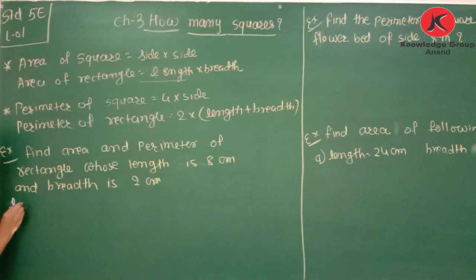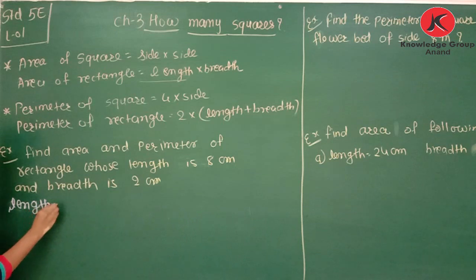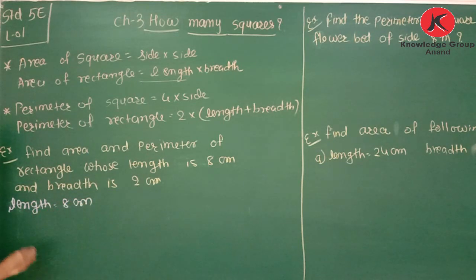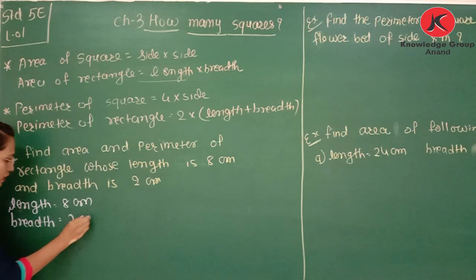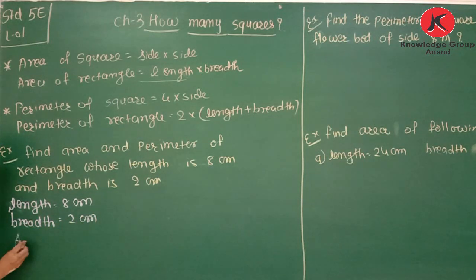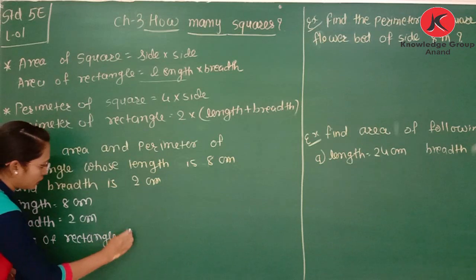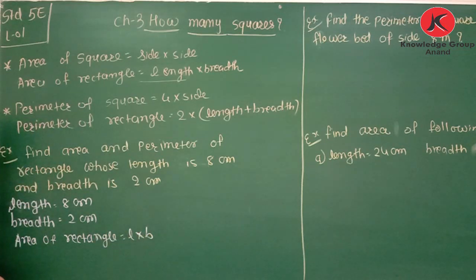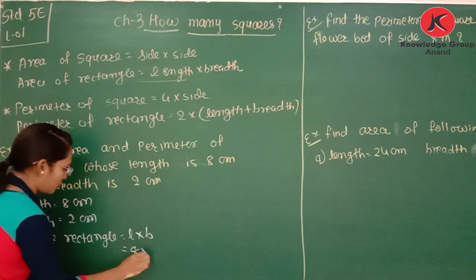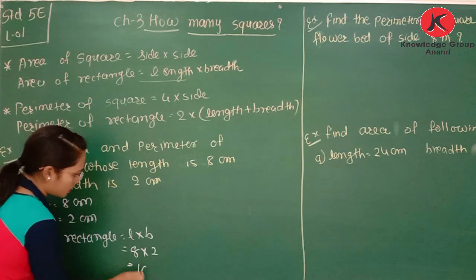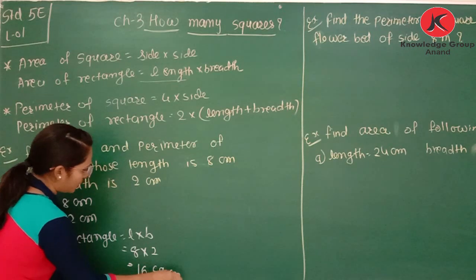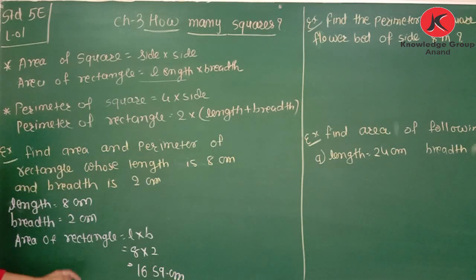Here what is the length? 8 cm and breadth 2 cm. So area of rectangle, L multiply B. Instead of length and breadth you can write short form L multiply B. So here length is 8, breadth is 2. 16 square centimeter, that is the unit of area.